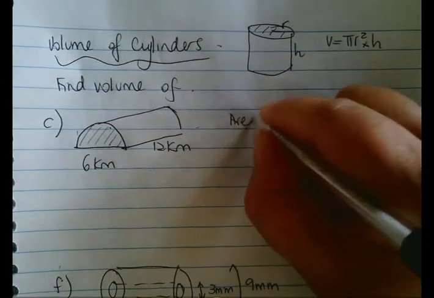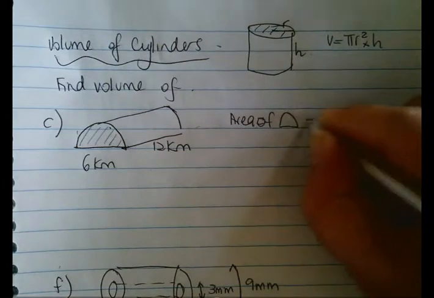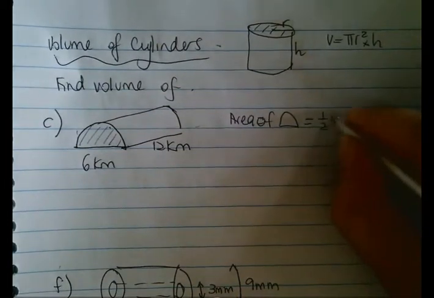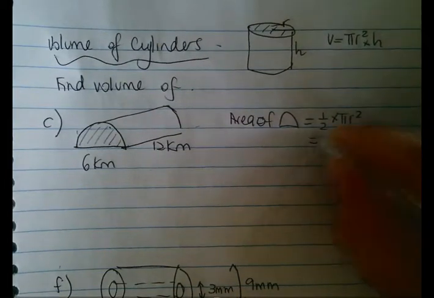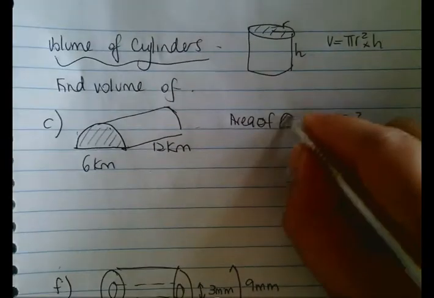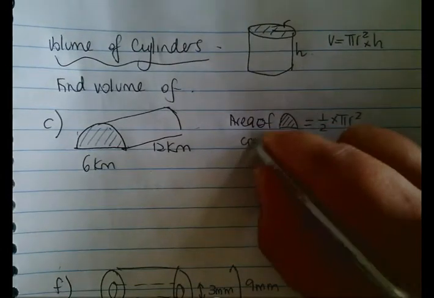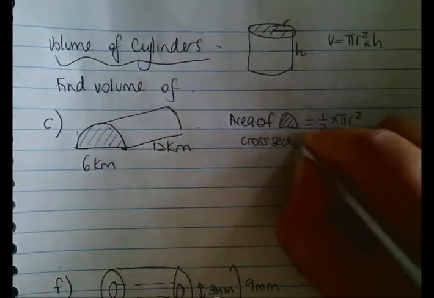The first way is the area of the semicircle, which is the uniform cross-section, which is what? A half of pi r squared. This is the first way to do it. Look at what the uniform cross-section is, work out its area, and then times it by the height. So area of that semicircular uniform cross-section is what?